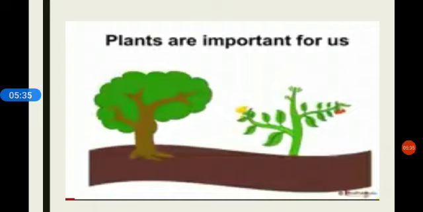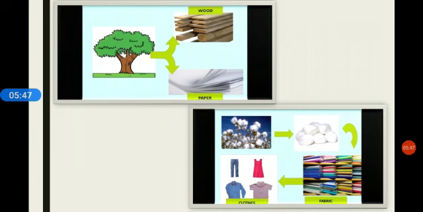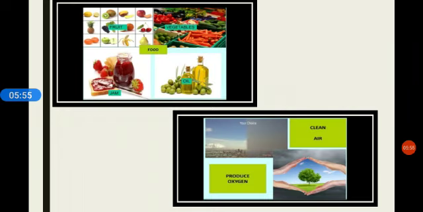Now, dear children, as you know, plants are important for us. Plants are useful to us in many ways and are therefore our friends. Like plants give us wood and paper. Plants give us fabric to make clothes. Plants give us food. We get different types of foods from them, such as we get fruits, we get vegetables, we get grains, we get oil. All these things we get from plants.